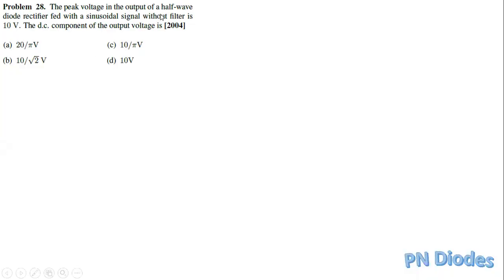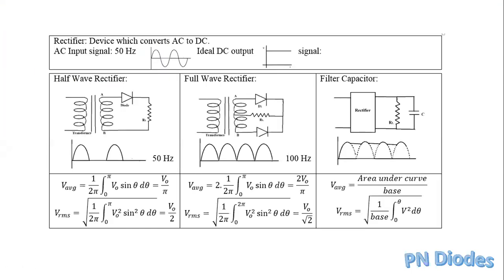Okay, so the peak voltage of a half wave rectifier is given as 10 volts. They're saying there is no filter, and then they're asking you to find the DC component. I think they're talking about the DC equivalent. To do this problem, we need to understand some basics.